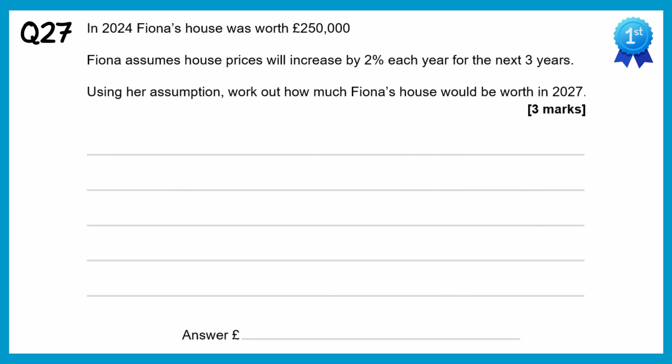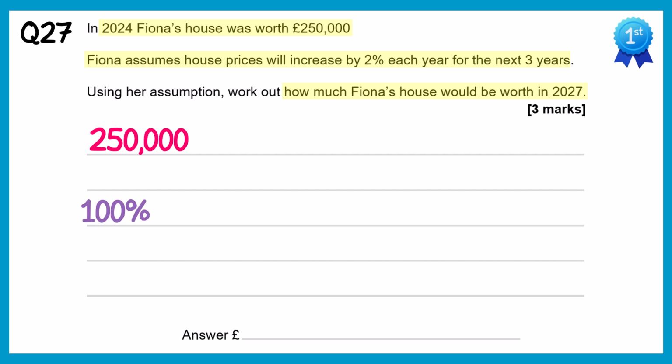In this question, we're told that Fiona's house was worth £250,000 in 2024. Now, Fiona is going to assume that the house prices will increase by 2% each year for the next 3 years. And we're going to use her assumption to work out how much Fiona's house would be worth in 2027. So if we start with the value of Fiona's house in 2024, and we need to increase this by 2% each year. So we're going to need to work out our multiplier for a 2% increase.